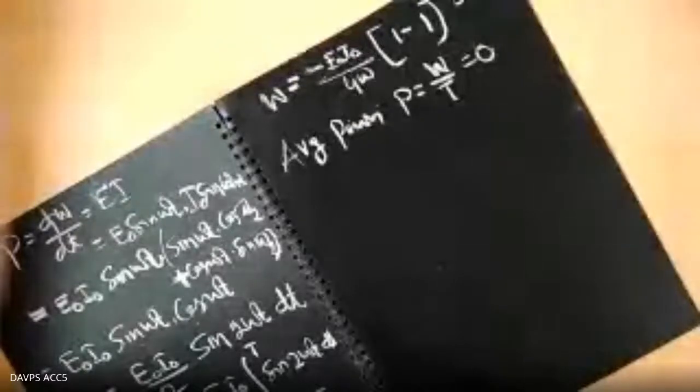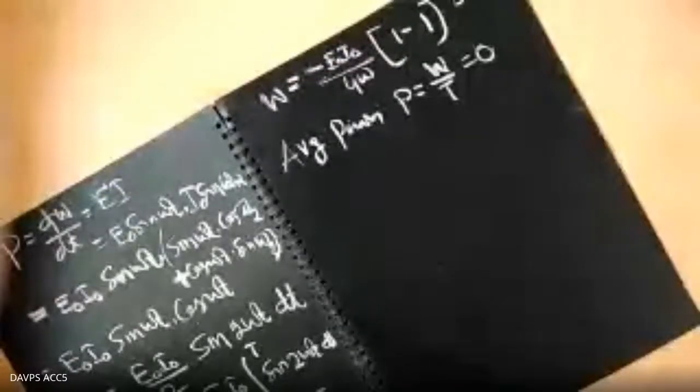Write the final conclusion: the circuit containing pure inductance or capacitance, in which the phase difference between current and voltage is pi by 2, hence the average power consumed is 0.